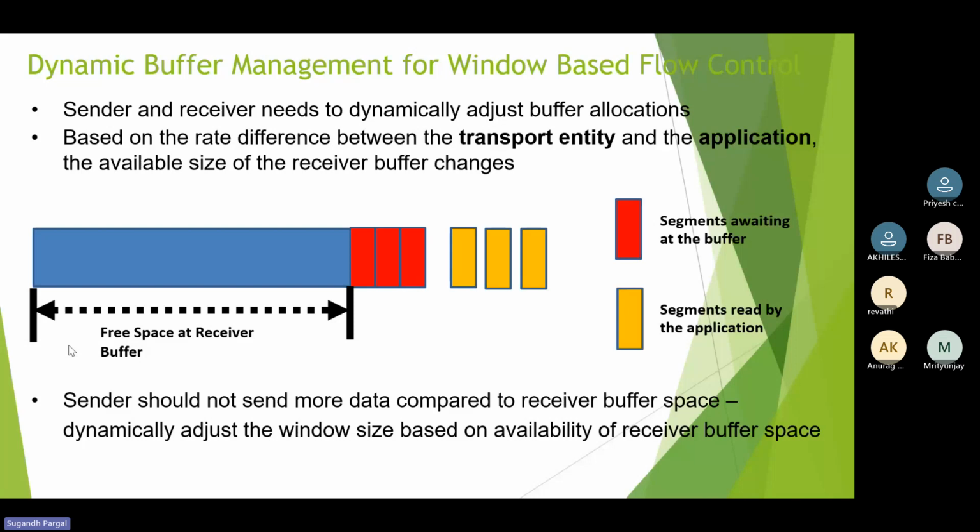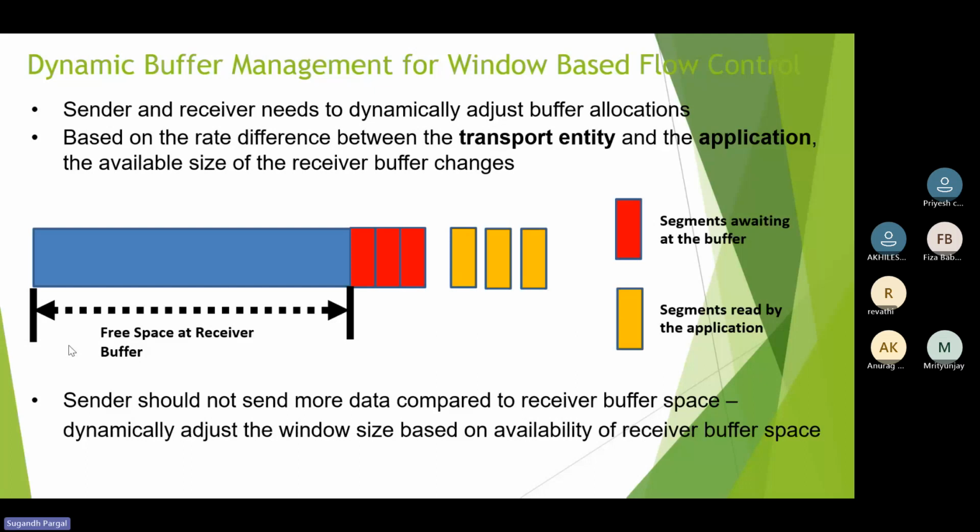So there might be a case that the buffer size may be smaller for certain applications, but the buffer size is needed much larger in the case of other applications. However, if we keep the maximum buffer size very large, there might be space which is left empty, and that leads to overhead. So for that, we need to have dynamic buffer management for window-based flow control.